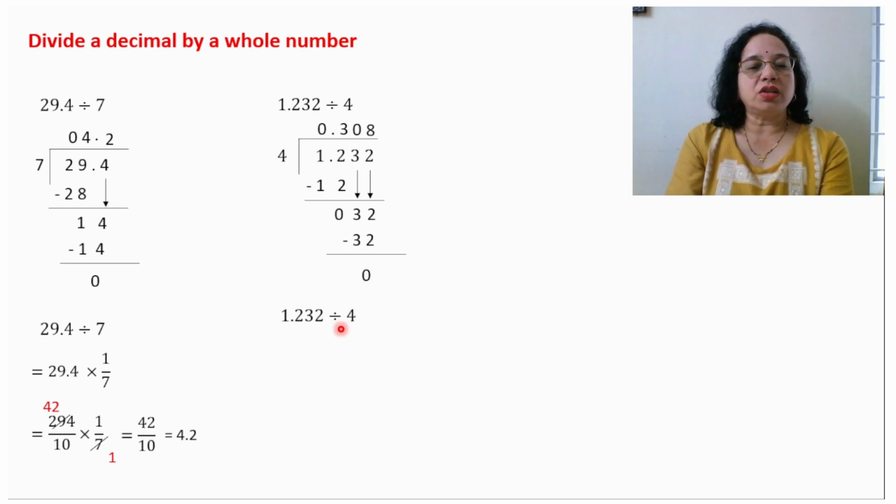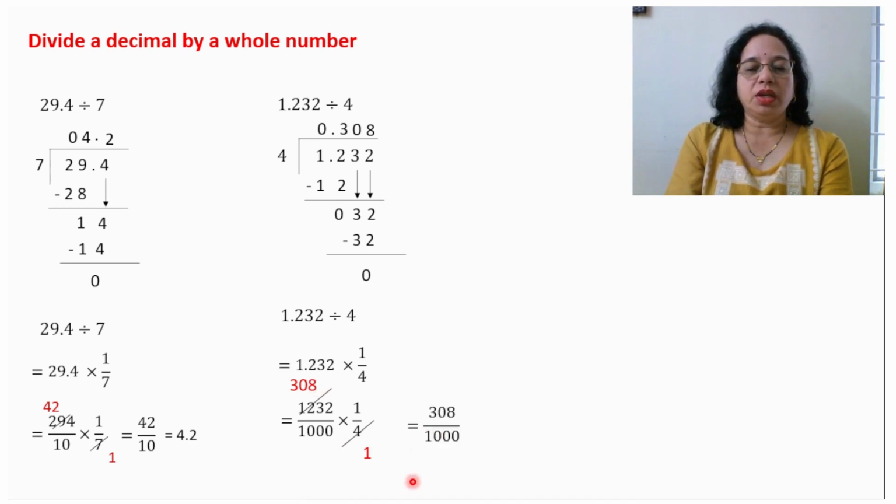So use your fraction concept, convert this into multiplication sign, and reciprocal of 4 will be 1 by 4. Now convert this into fraction. So for this decimal we will write down 1, and after 1 3 digits are there, so 3 zeros will come. Now you can cut one number from numerator, one number from denominator. Multiply numerator with numerator, denominator with denominator. Now three zeros are there, so leave three digits and put decimal over here. So the answer will be 0.308.